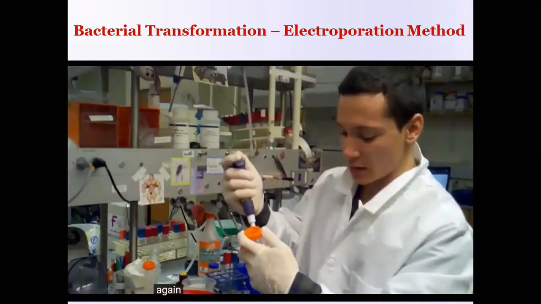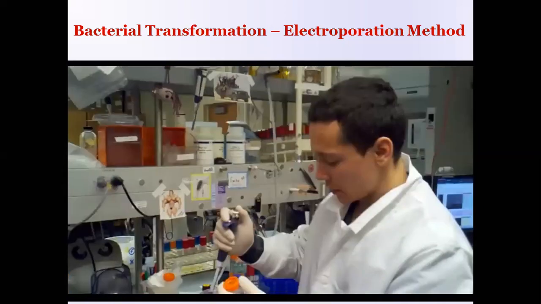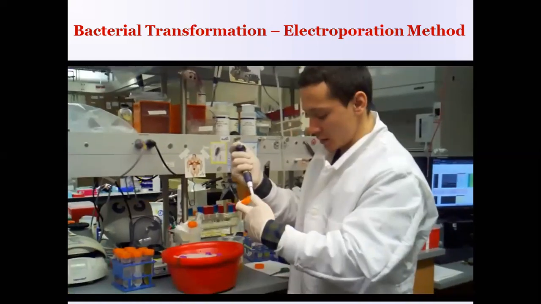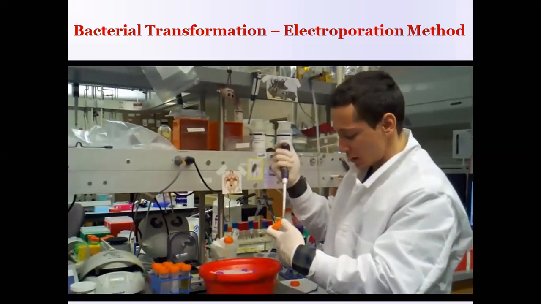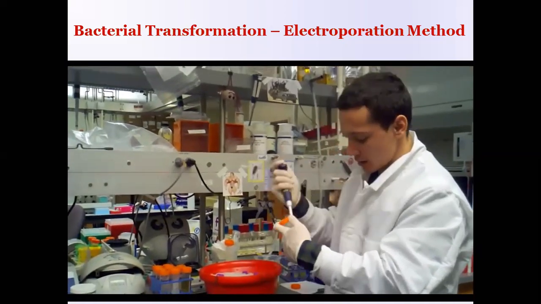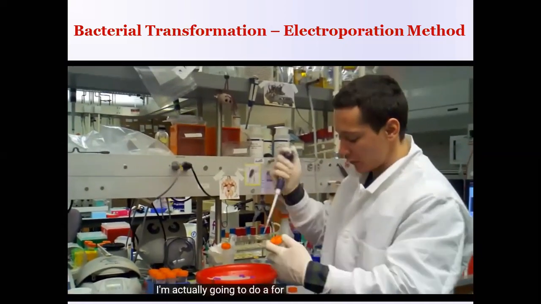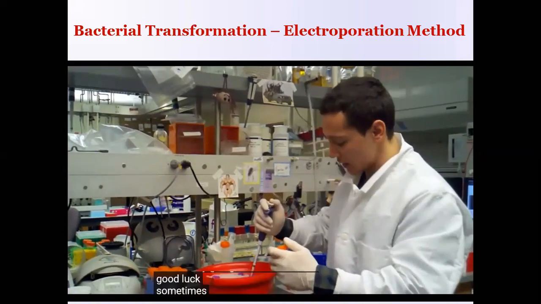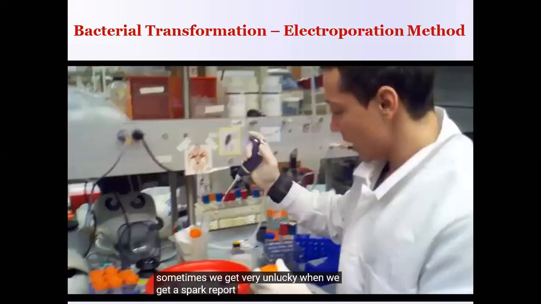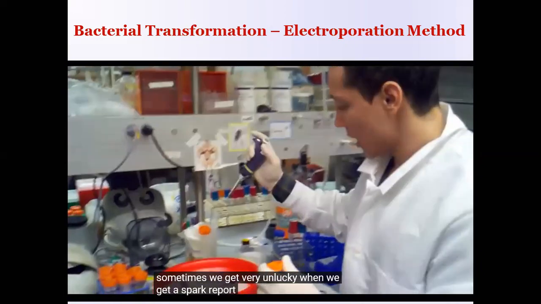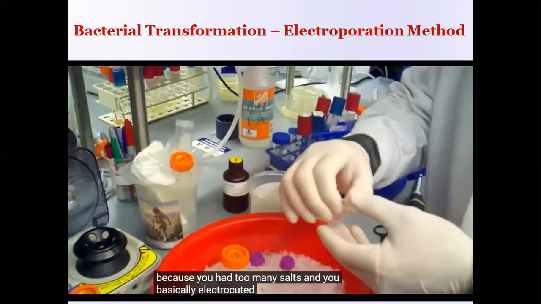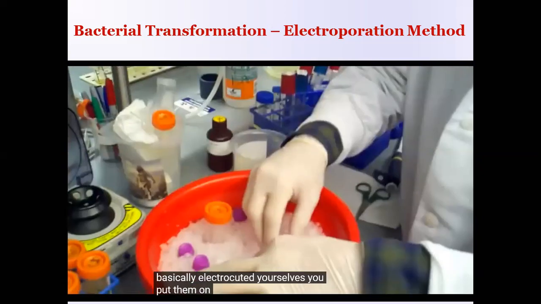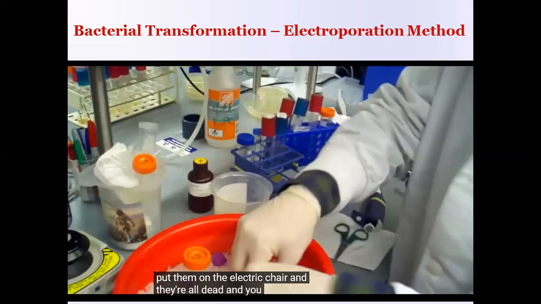So again, 1, 2, 3. And I'm actually going to do a fourth one for good luck. Sometimes you get very unlucky and you get a spark. We call that an arc. That's because you had too many salts and you basically electrocuted your cells. You put them on the electric chair and they're all dead and you don't get anything.